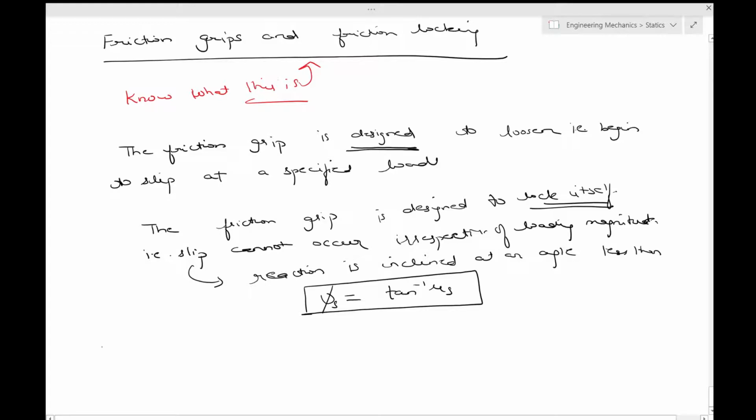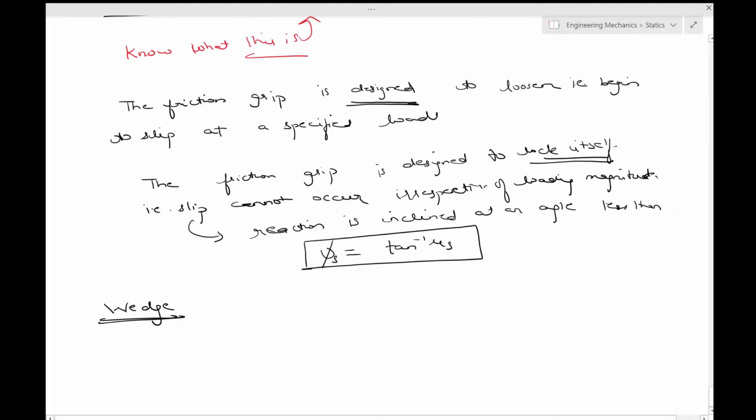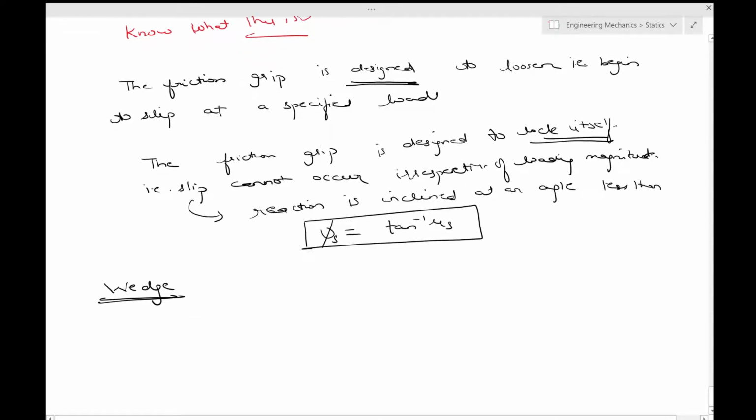Okay, let's take up a wedge as another special case. Now let's first define what a wedge is. You already know, perhaps you already have a picture of it, but let me define it formally for us. A wedge is a small block having two flat surfaces.